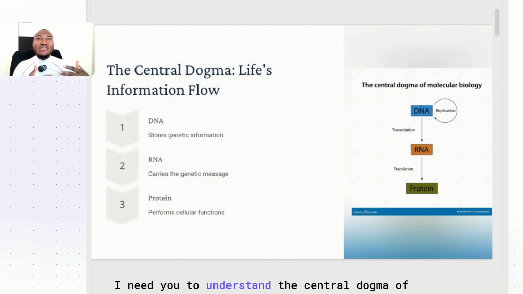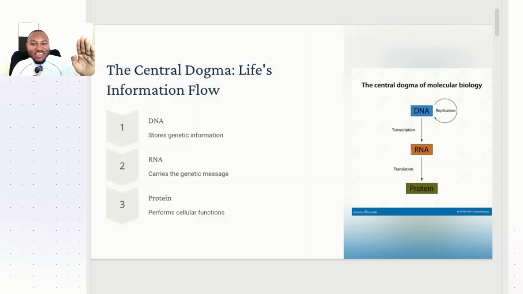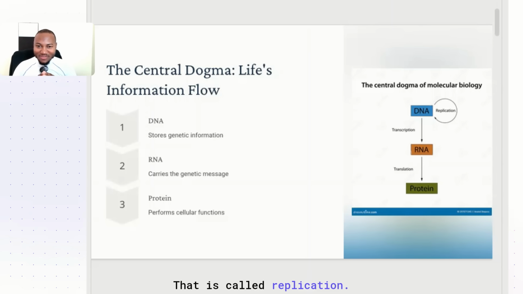Next, I need you to understand the central dogma of molecular biology. It's a very simple thing, as the diagram tells you, that DNA moves to RNA, RNA moves to protein. It's as simple as that. So for the DNA, there's always replication, right? I want to photocopy that page, that segment for jollof rice. I want to photocopy it. That is called replication, right?